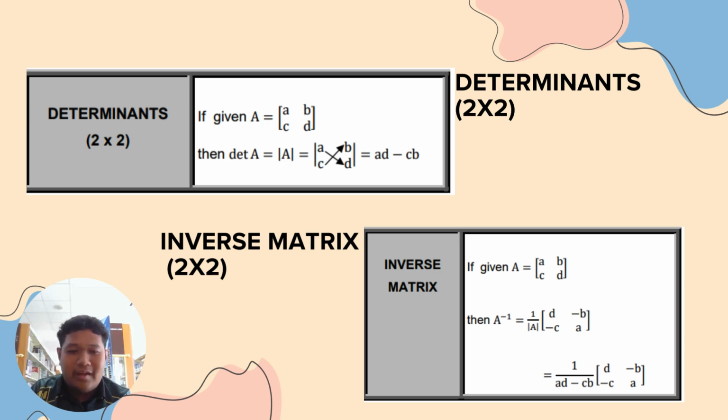For the example of det A, as you can see in the diagram, it is A multiplied with D minus C multiplied by B. So you can get the value of det A. Next is the inverse matrix.